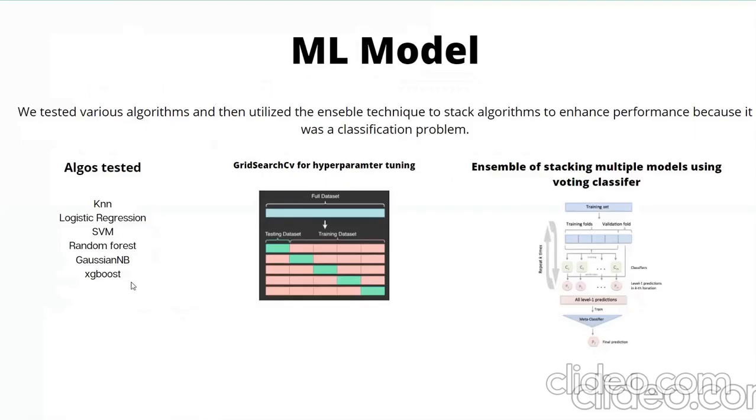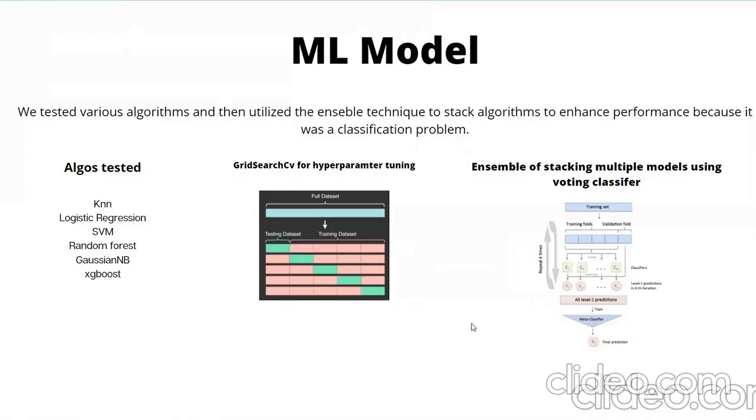Then once we understood that there was different performance on each model, in order to try the state of the art, we went with grid search CV and an ensemble technique. So why grid search CV? It helps us get the hyperparameters required for each basic model in order to enhance their performance.